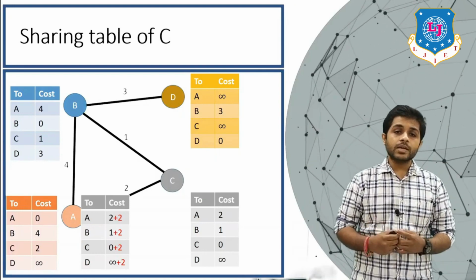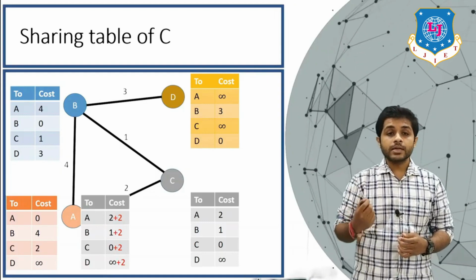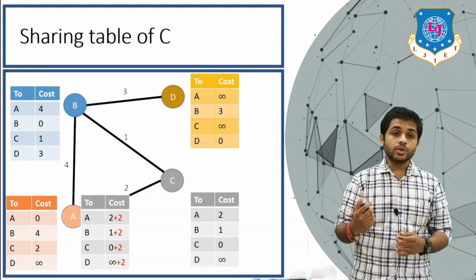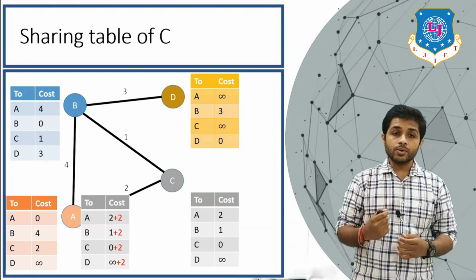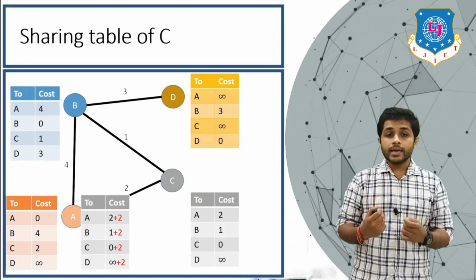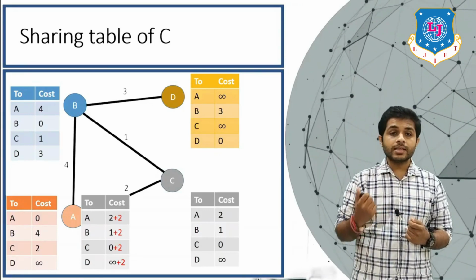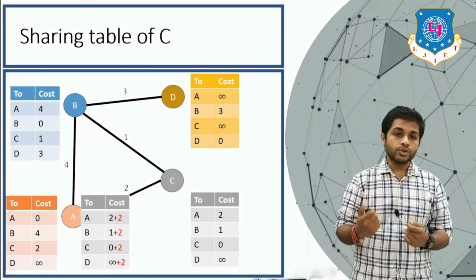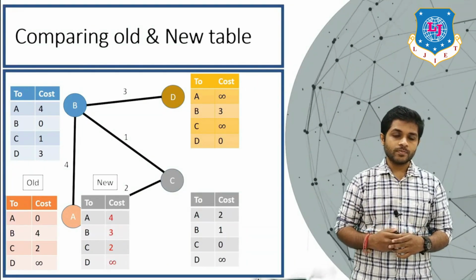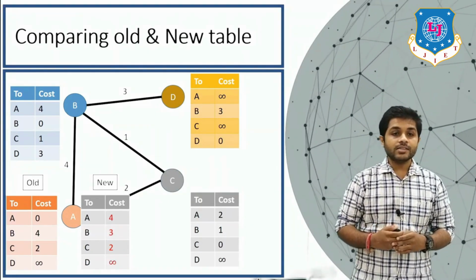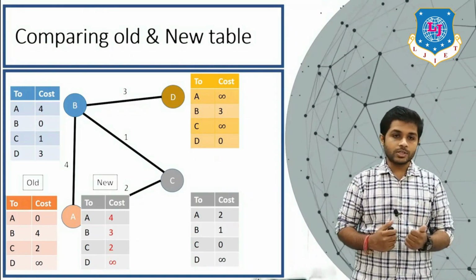So what is the meaning of C's table? The values in C's table tell you the distance to all the routers from C. So A knows that if A wants to reach all the routers via C, then it has to add 2 to C's table. So it is adding 2. After adding, A has 2 tables, the new table and the old table.